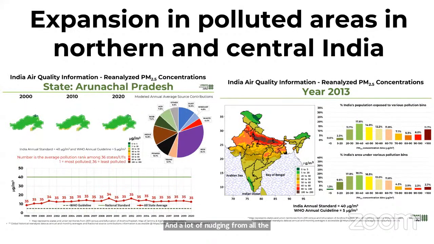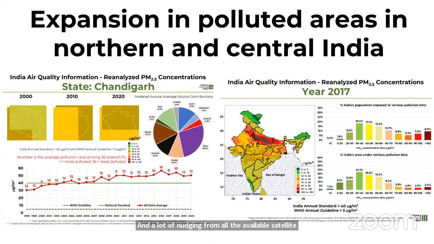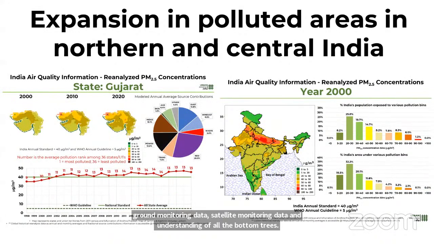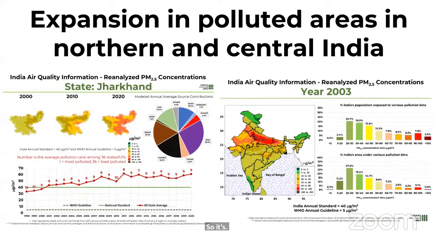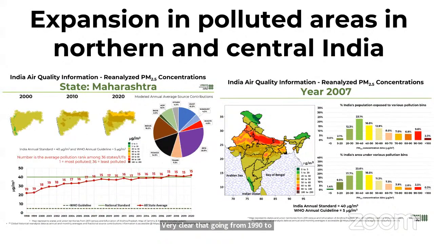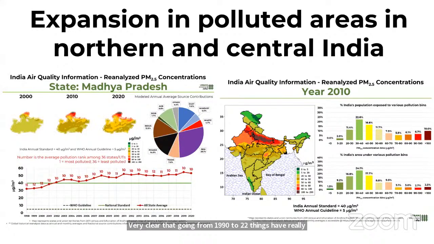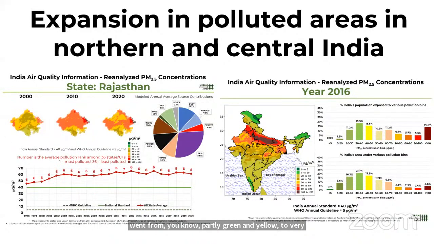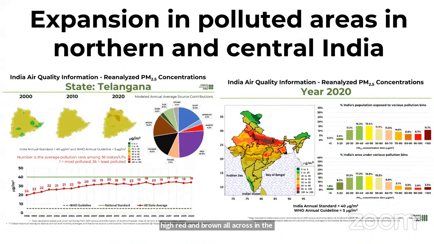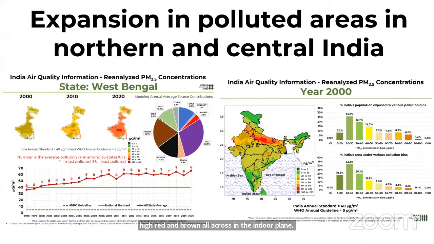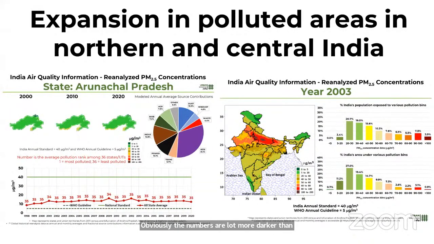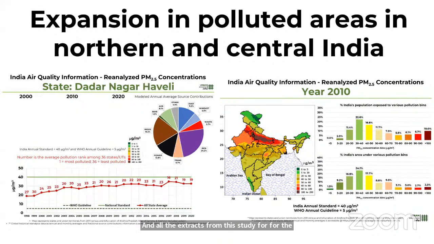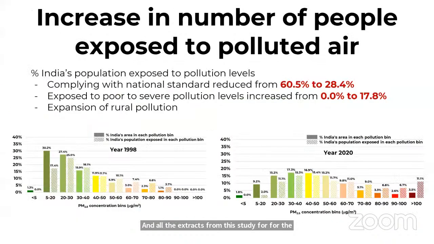So it includes a lot of information from the ground monitoring data, satellite monitoring data, and understanding of all the bottom-up inventories. So it's very clear that going from 1998 to 2022, things have really gone from partly green and yellow to very high red and brown all across. In the Indo-Gangetic plain, obviously the numbers are a lot darker than in the other places. All the extracts from this study for India, by grid and by state, are available on our website, so you can immediately download and use them.